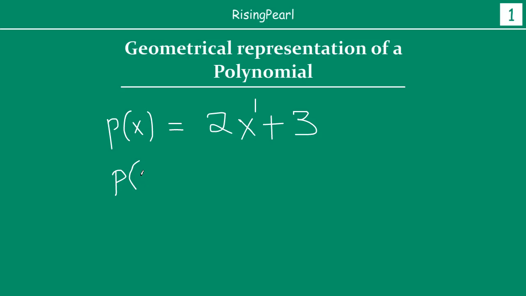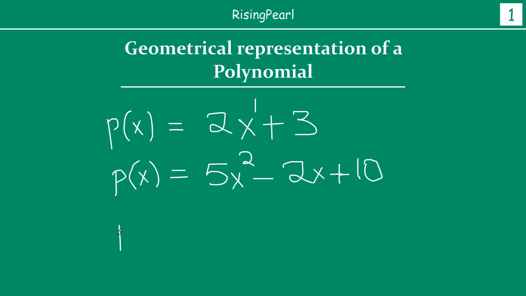Similarly, we can write a quadratic polynomial. A quadratic polynomial has a degree 2, that is, a polynomial where the degree is 2, like in this case 5x squared minus 2x plus 10. Here the degree of the polynomial is 2, so this is a quadratic polynomial. And similarly, let's write a cubic polynomial. Cubic polynomials are polynomials that have a degree 3.